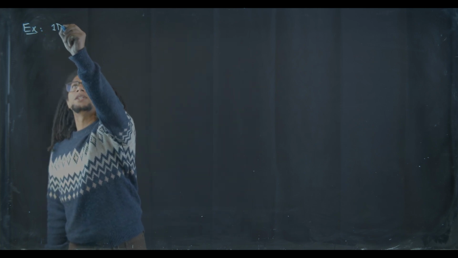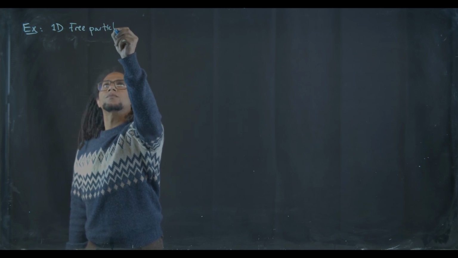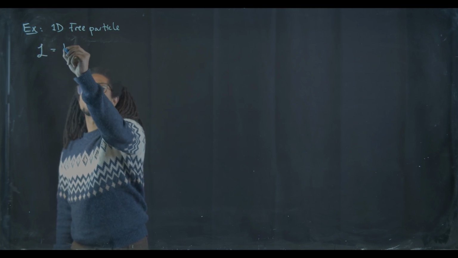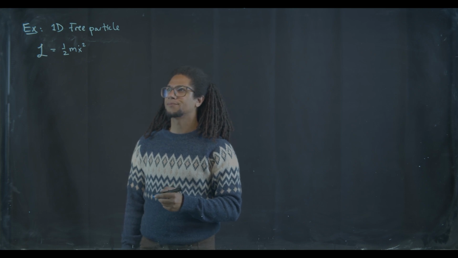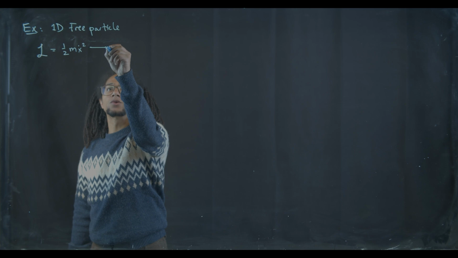All right, so first example, very simple. Let's just do a 1D free particle. All right, the Lagrangian here is just 1/2 m x dot squared. Good. Now notice that because x doesn't appear, x is an ignorable coordinate.